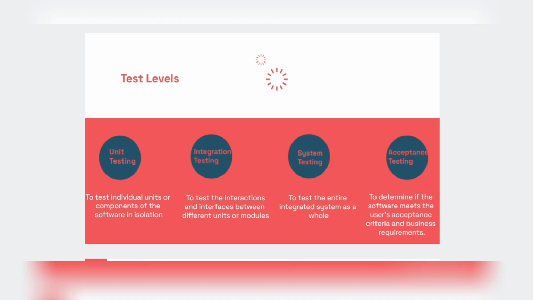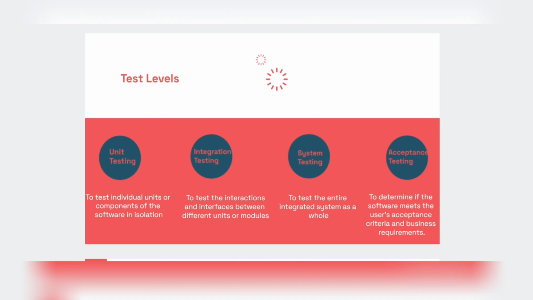Then we have system testing. System testing tries to test the system as a whole. The entire integrated system we need to check in system testing. This is the most important test level for the tester. 90% of the testing for a software tester is performed in system testing, not in unit testing, integration testing or acceptance testing. For system testing, we need to create an environment that is the same as the production environment, and on that environment we need to perform the testing. So try to test your application on an environment similar to the real environment.